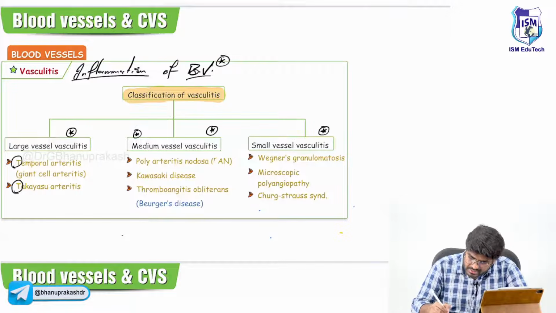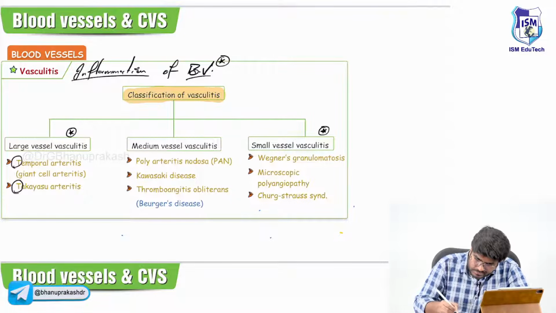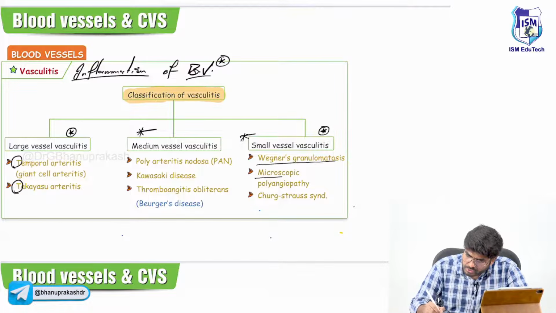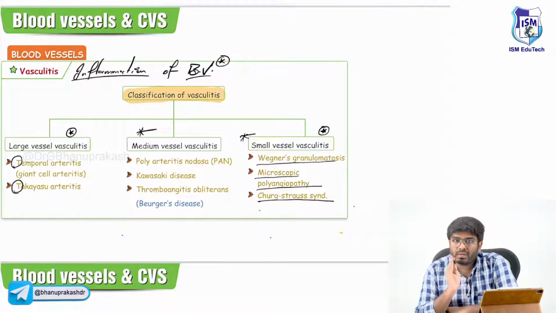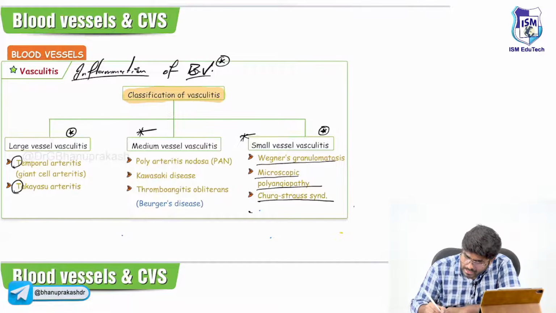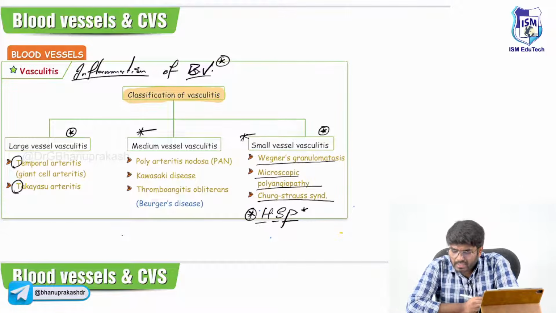Now small vessel vasculitis. What are the examples of small vessel vasculitis? The small vessel vasculitis includes Wegener's granulomatosis, microscopic polyangiitis, and Churg-Strauss disease. What are the three small vessel vasculitis? Wegener's granulomatosis, Wegener's. Remember it like Wegener's. Why? Later you will understand. Generally Wegener's granulomatosis, microscopic polyangiitis, and Churg-Strauss disease, as well as one more thing, Henoch-Schonlein purpura. It is also coming under small vessel vasculitis, sir.